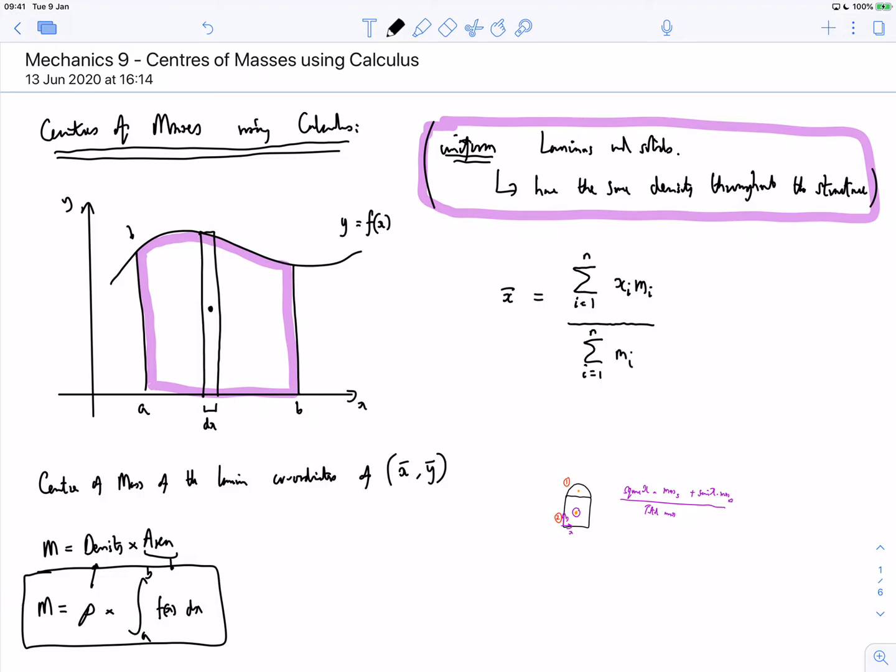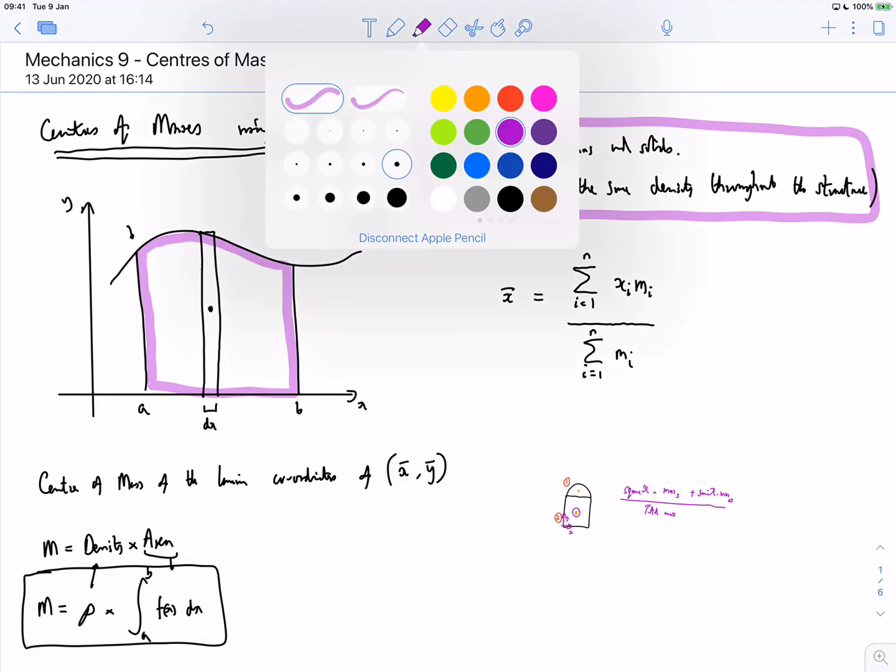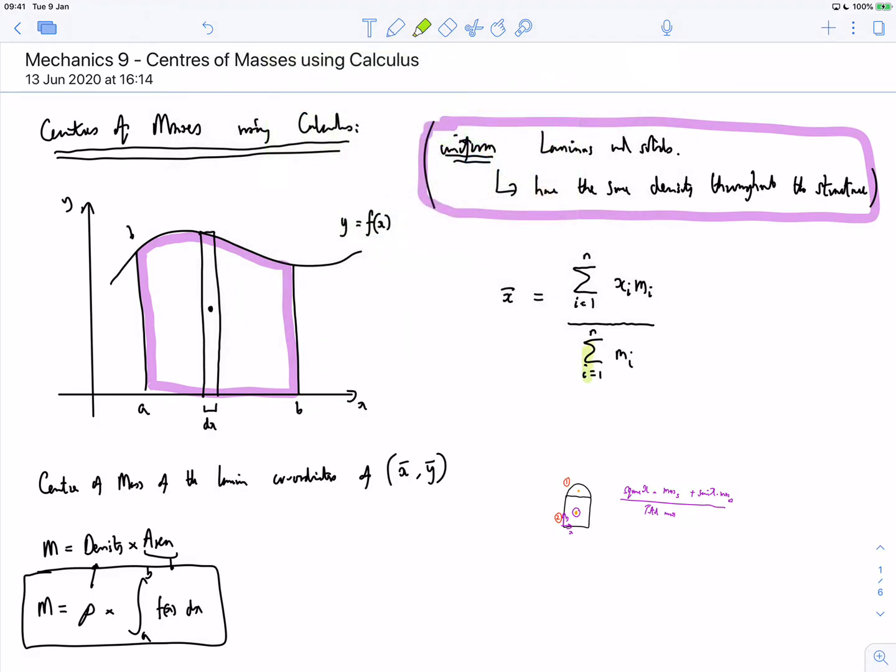But really, this thing down here, the sum of all the masses, we know what that is. That's just rho times by the integral. So that's one thing done. What about the top thing though?